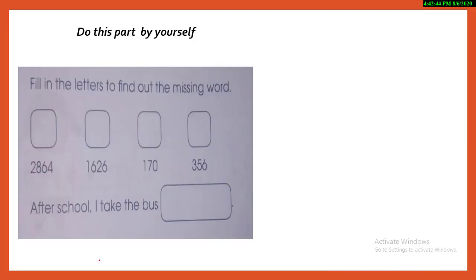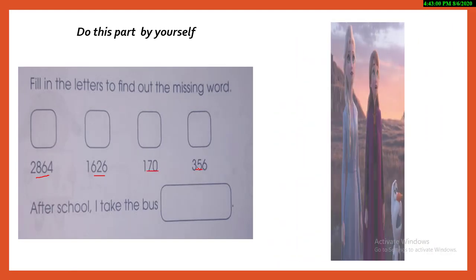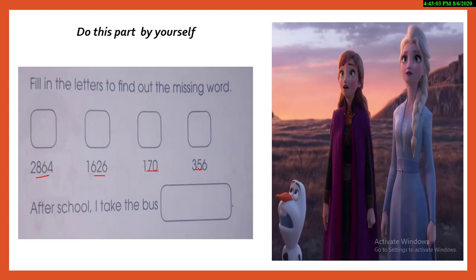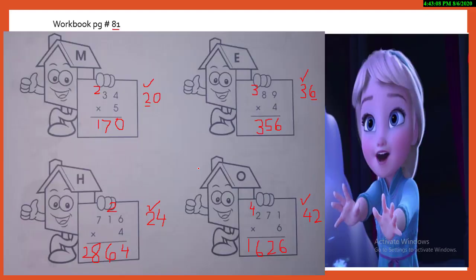Do this part by yourself. This is a part which is mentioned on the same page 81. Fill in the letters to find out the missing numbers. The answers are given, and what you're gonna do, okay, don't make faces like this. Oh, this is something that ma'am said to do by yourself. Okay, let me help you out. The answers are given over here, so you can see that each house has alphabets mentioned, H, O. So you will find the alphabets according to their answers.